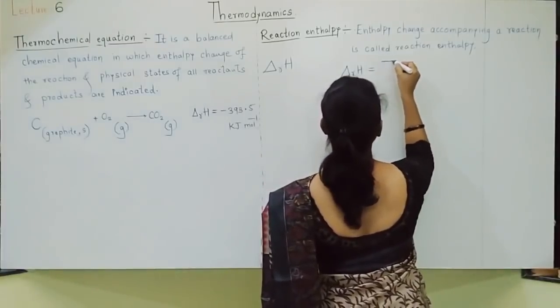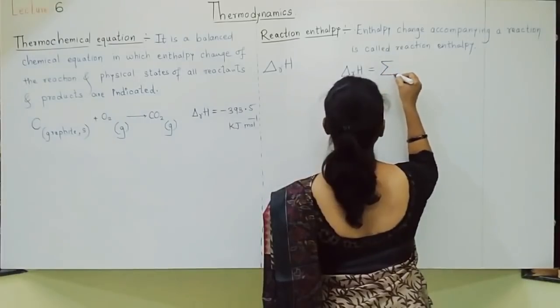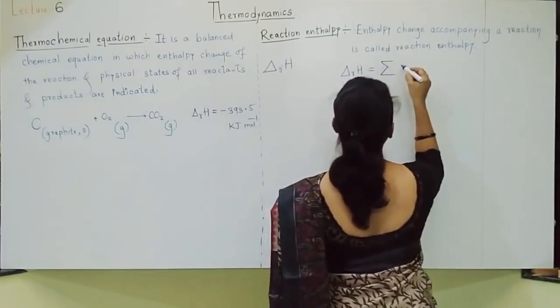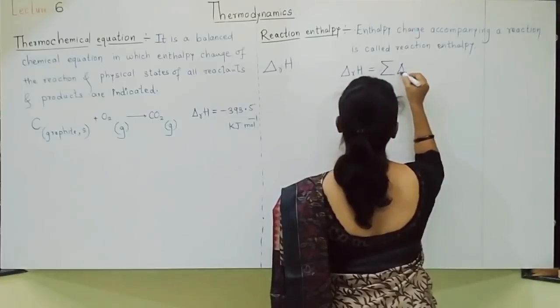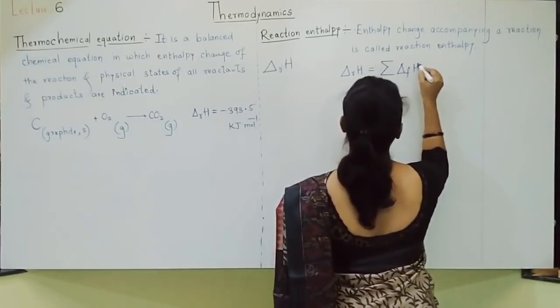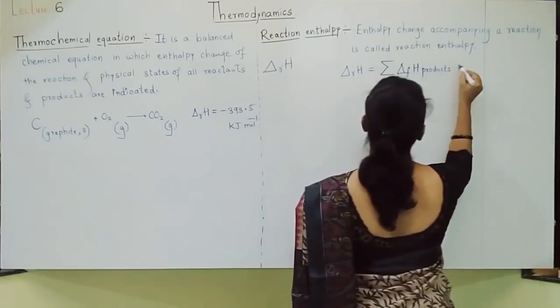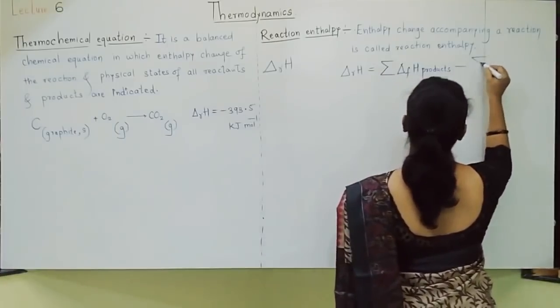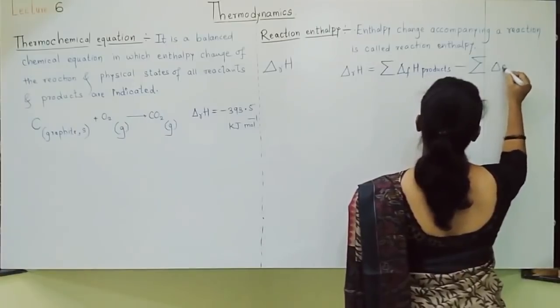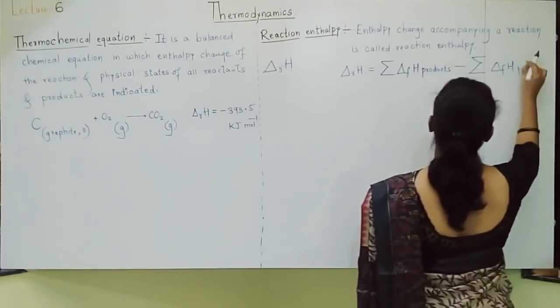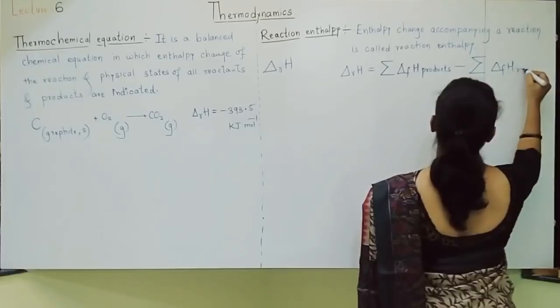Here I am using the symbol for summation. This is sigma, indicating summation, of delta H of products minus the summation of delta H of reactants.